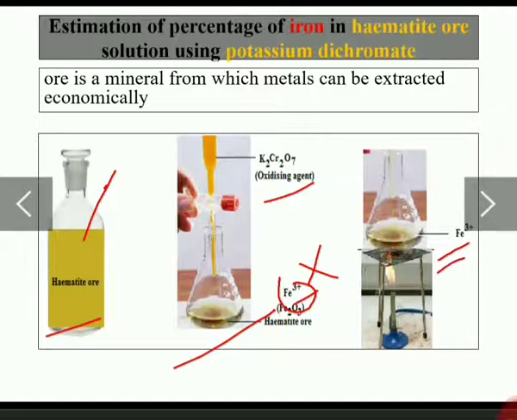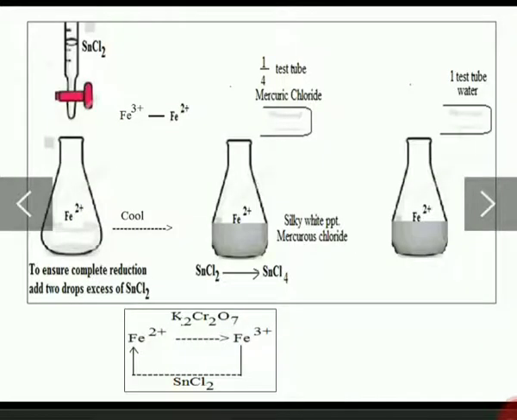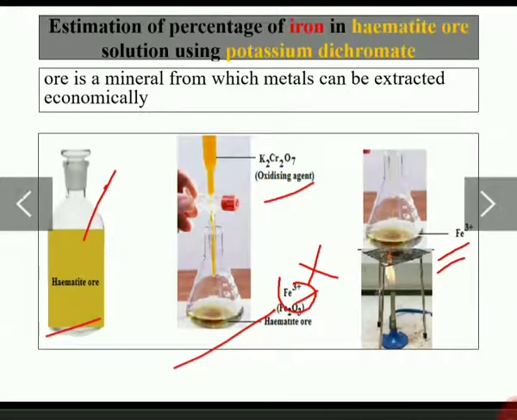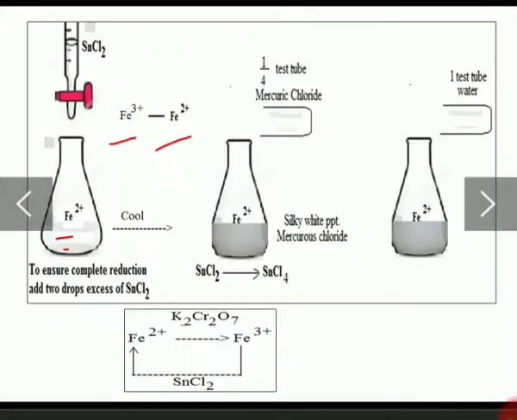Remember, the oxidation state of iron is Fe3 plus. Next, under hot condition, add stannous chloride in drops. Stannous chloride is a reducing agent. It converts Fe3 plus into Fe2 plus. Add stannous chloride until the solution becomes colorless. Remember, initially it was yellow color, the oxidation state of iron is Fe3 plus. Now it is colorless. The oxidation state is Fe2 plus.